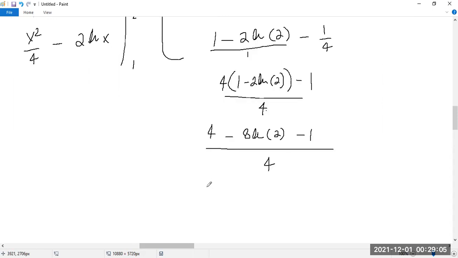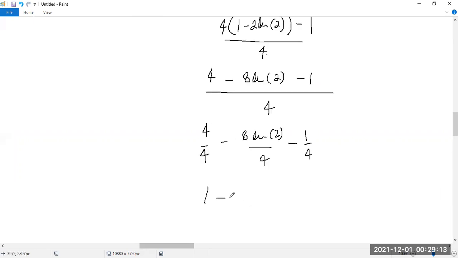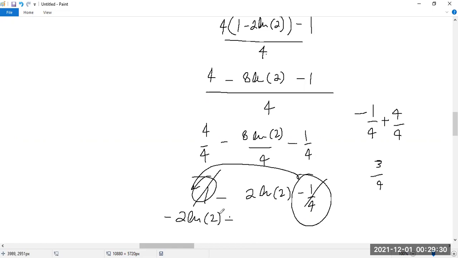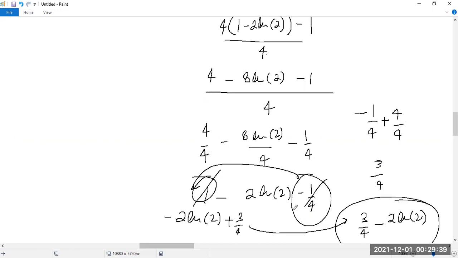And then maybe you could spread it out again and say this is 4 over 4 minus 8 ln of 2 over 4 minus 1 over 4, which is 1 minus 2 ln of 2 minus 1 over 4. And then perhaps you could combine these and say this is 1 over 4 plus 4 over 4, which is 3 over 4. So this would reduce to 3 over 4. You'd say this is minus 2 ln of 2 plus 3 over 4, or inversely, you could say this is 3 over 4 minus 2 ln of 2. And that would essentially be your answer.